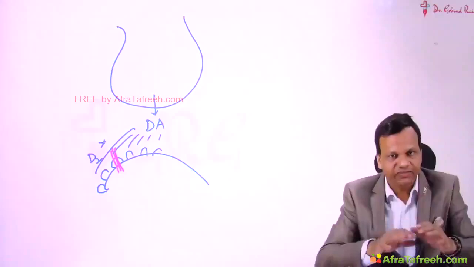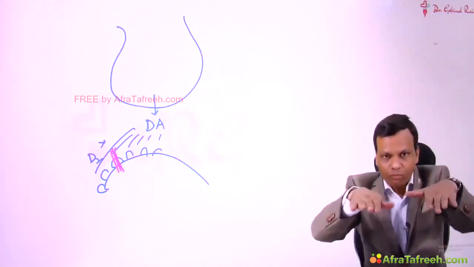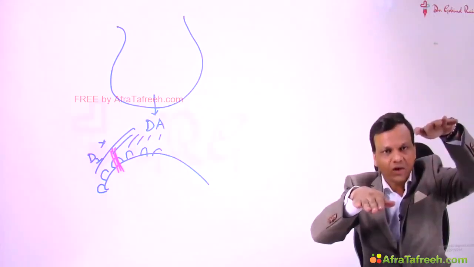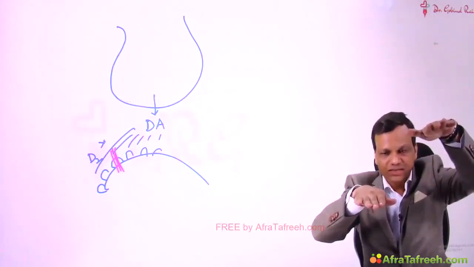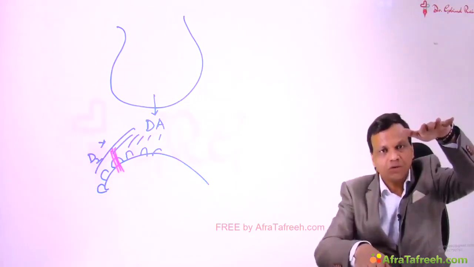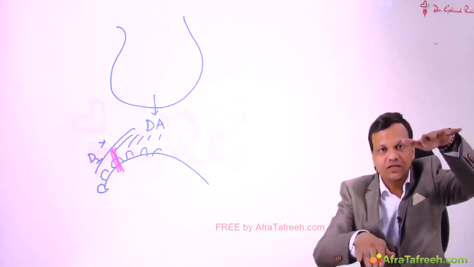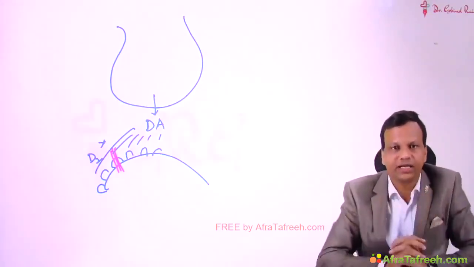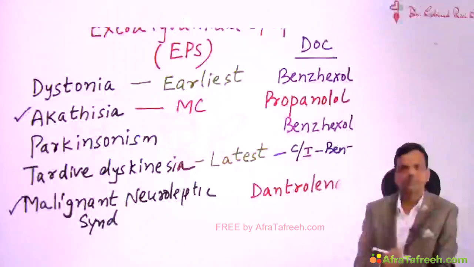But in tardive dyskinesia, the problem is different. Dopamine working is more, supersensitivity is there, and if we give an anticholinergic drug like benzohexol, then the balance will be shifted even more. So the symptom will aggravate. So anticholinergic drugs like benzohexol are contraindicated in tardive dyskinesia.